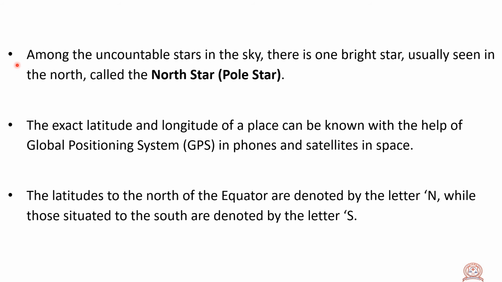Among the uncountable stars in the sky, there is one bright star usually seen in the north called the North Star, also known as the Pole Star. The exact latitude and longitude of a place can be known with the help of the global positioning system, that is GPS, in phones and satellites in space. The latitudes to the north of the equator are denoted by the letter N, while those situated to the south are denoted by the letter S.